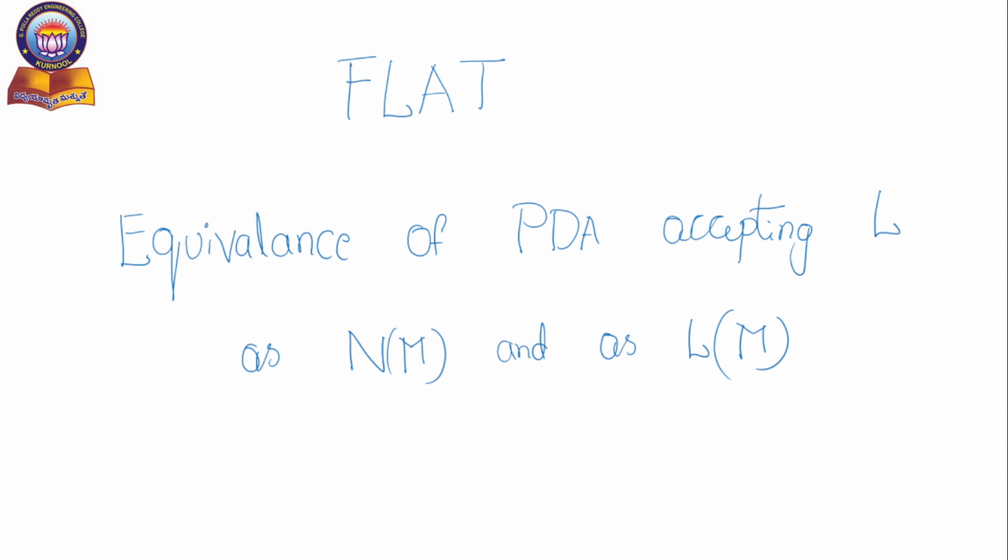Now, in this session, we will discuss the equivalence of PDA accepting the language as N of M and as L of M. Already we know that pushdown automata can accept a language either by going to the final state or by emptying the stack. Two ways are there. If it accepts the language by going to the final state, we represent it as L of M. If it accepts the language by emptying the stack, we represent that PDA as N of M. Now, in this session, we will see their equivalence.